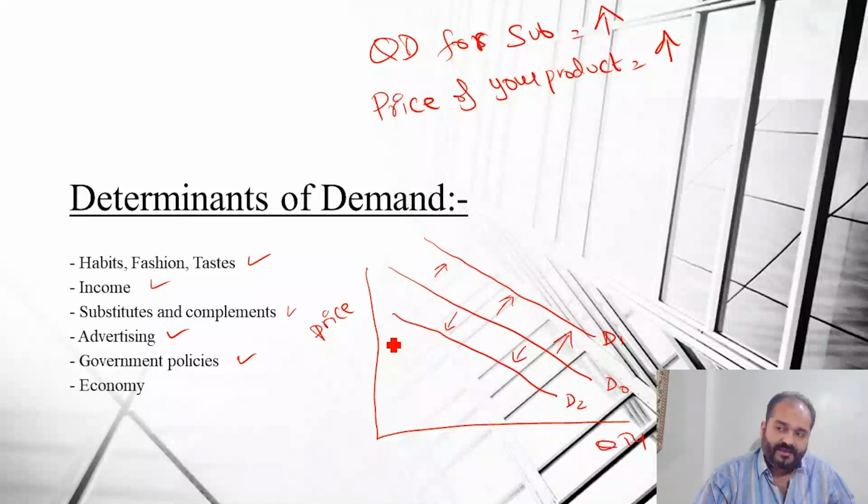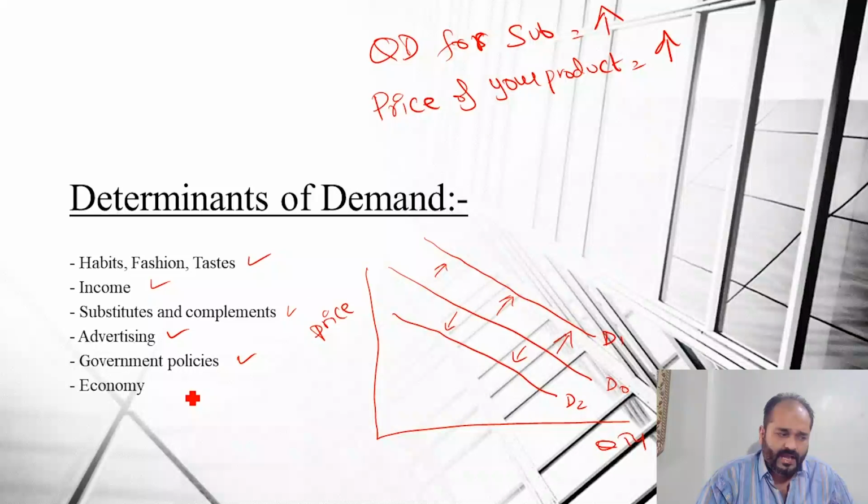And if the taxes are implemented on a substitute product of yours, then the demand for your product will automatically increase. As their price has increased now, everyone will switch to your product. So that's what happens in government. There are other government policies as well. We'll come into government policies in the later courses, in the later lectures.